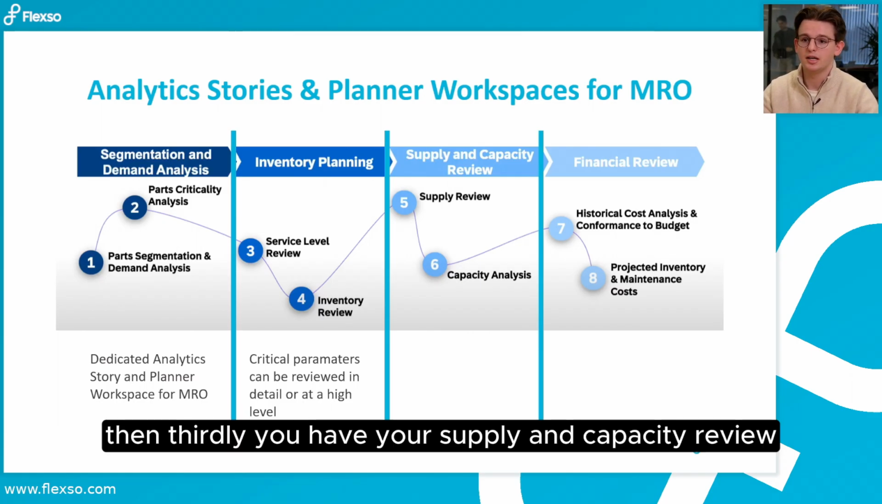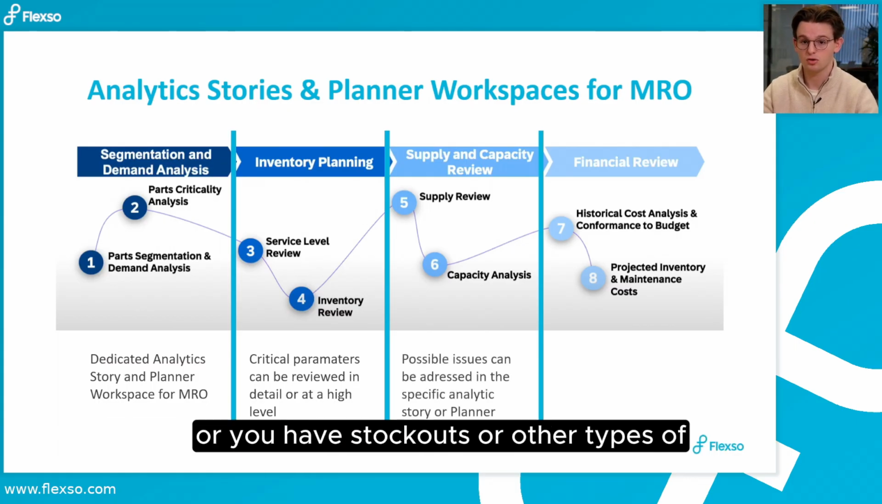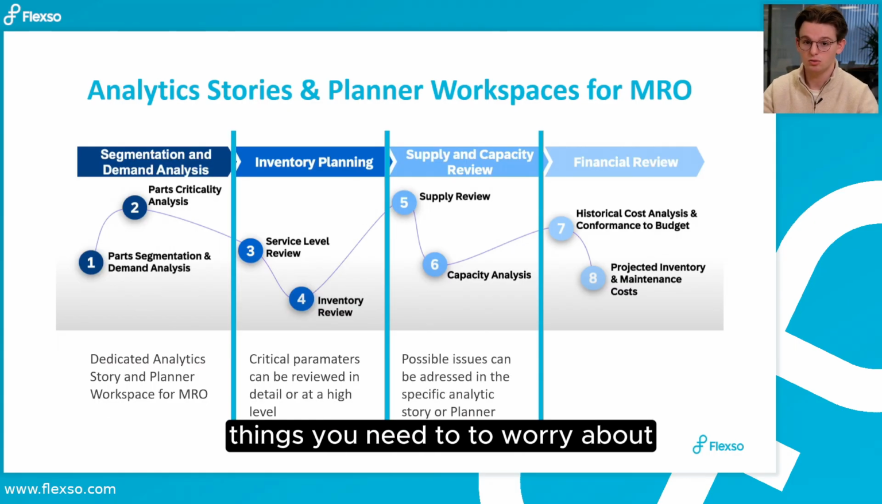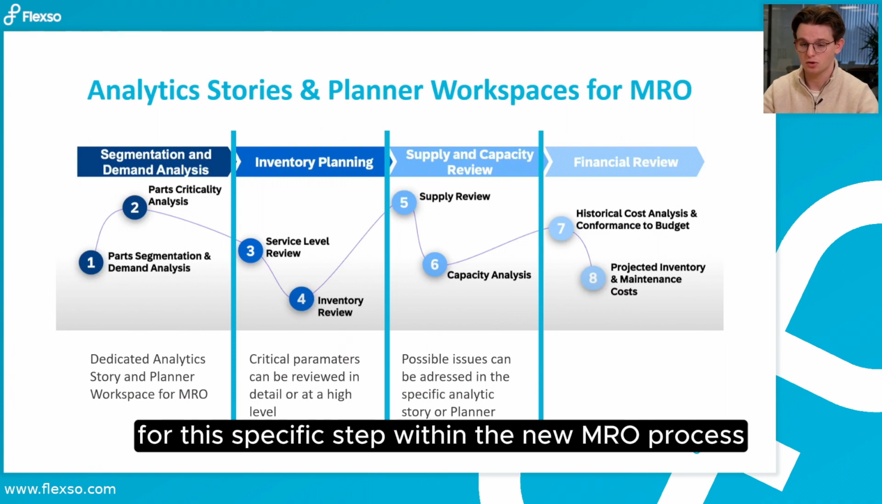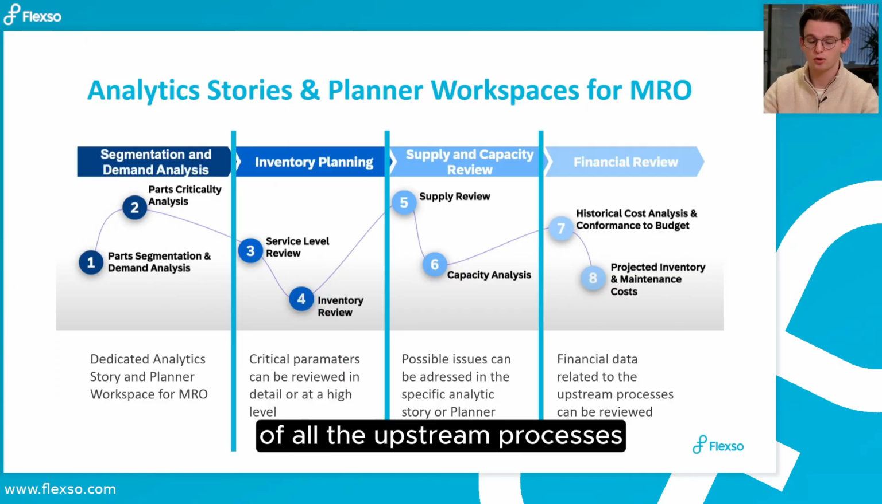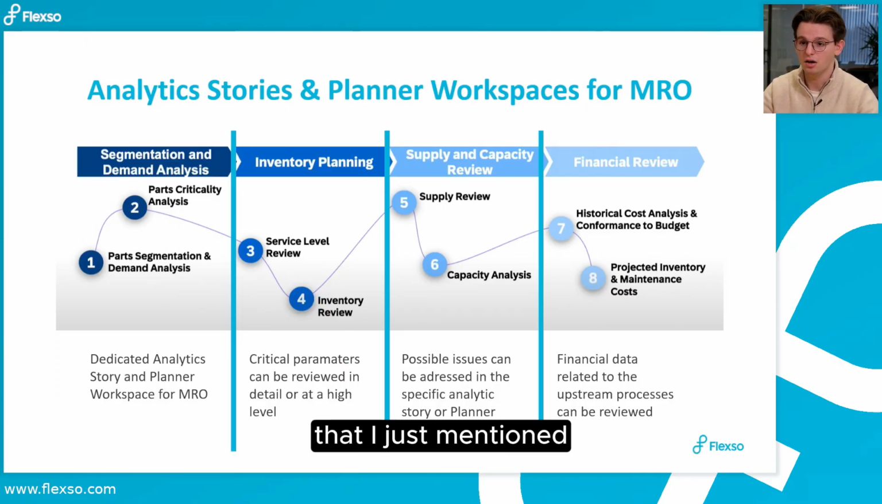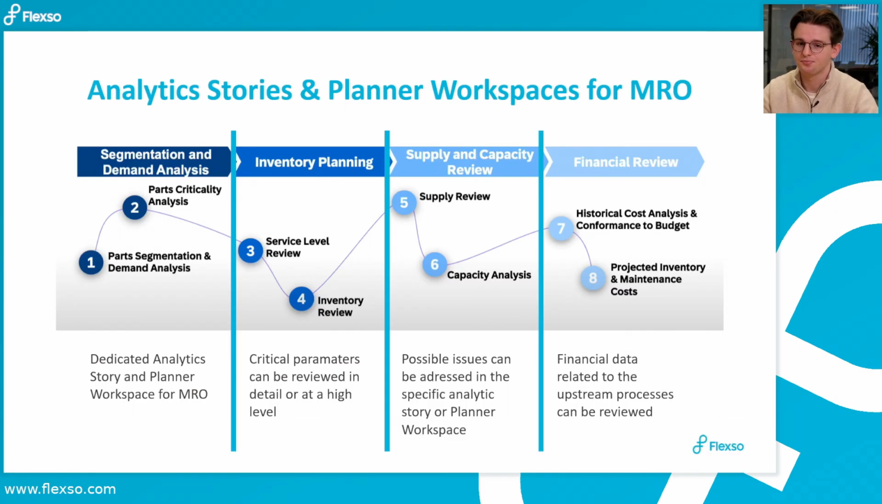Then thirdly, you have your supply and capacity review. So if you have possible issues or you have stockouts or other types of things you need to worry about, then you can address these also in a specific analytics story or a planner workspace for this specific step within the new MRO process. And lastly, you also have a financial review of all the upstream processes that I just mentioned. There you can review that and see if everything matches.